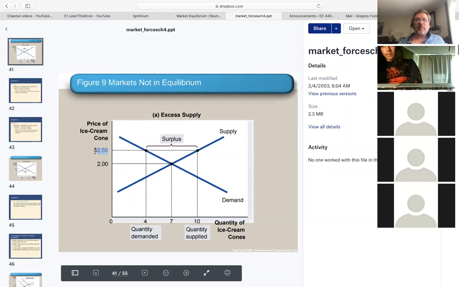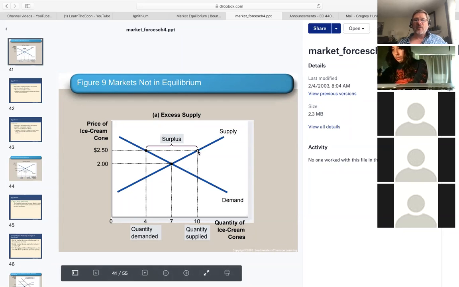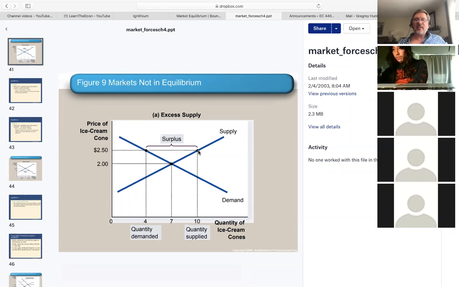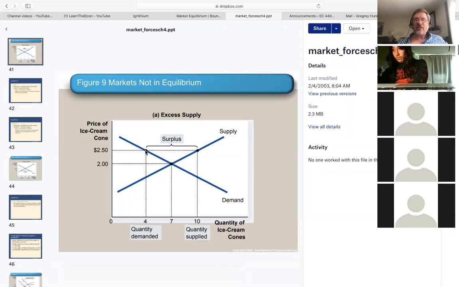Well, before analyzing that in detail, the most important thing is that you notice that at this non-equilibrium price, at this price above the equilibrium price, there's a difference between the quantity demanded and the quantity supplied. So in this example, at $2.50, buyers only want to buy 4 units, but sellers want to sell 10 units. So there's this excess supply, or what we sometimes refer to as a quantity surplus. There's more quantity available than there are buyers that want to purchase, so the quantity demanded is less than the quantity supplied.